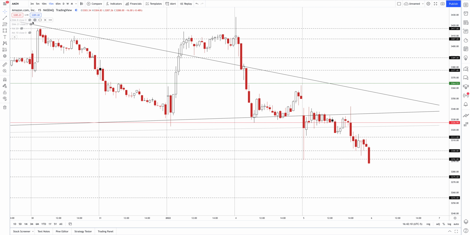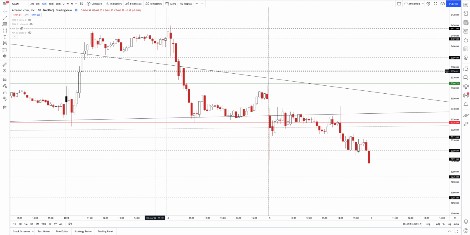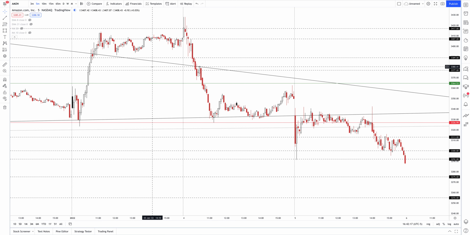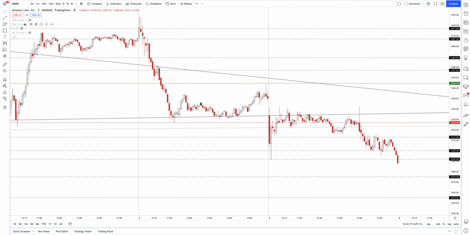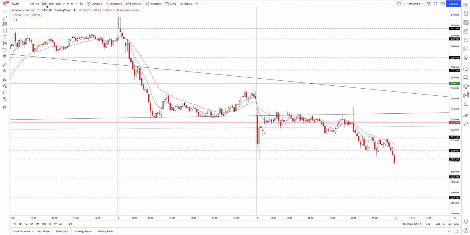One thing I want to show, now this is, oh, I didn't mean to do that, that was the 15 minute, but I meant to show the 10 minute. But one thing I do want to show is whether you're trading on the 5 minute or the 10 minute initially, there are things you can look at like the 8 and the 21 EMA, and this is a really good example here.